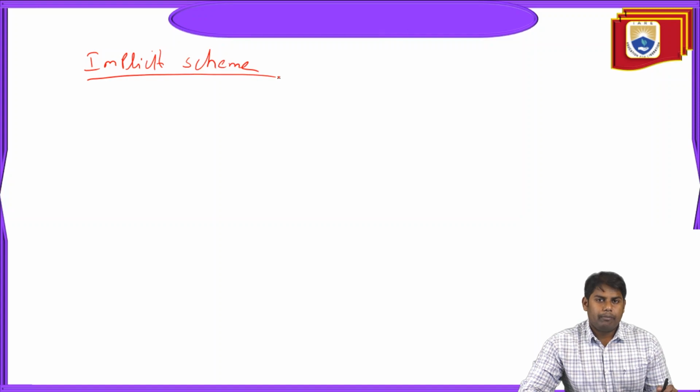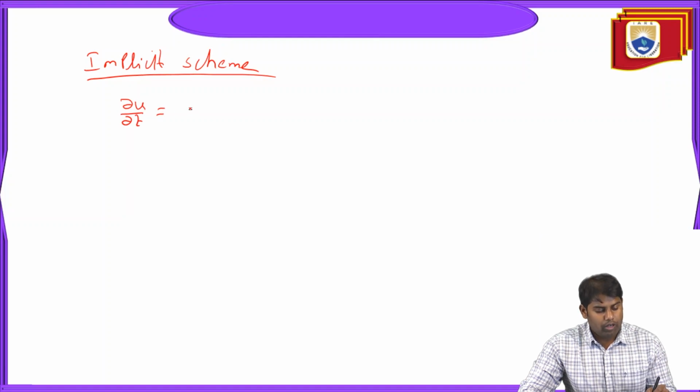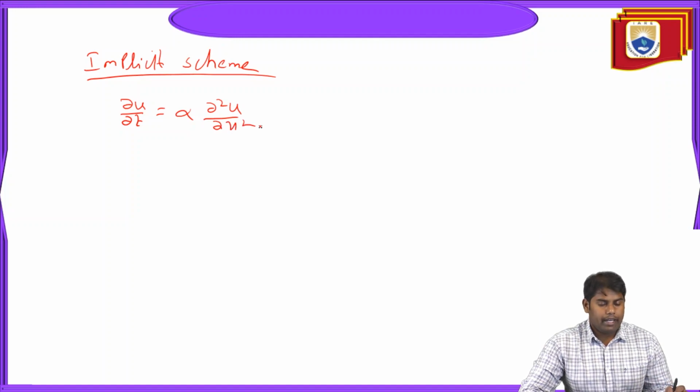Okay, so for the implicit scheme, the same equation we will use, which is ∂u/∂t equal to alpha into ∂²u/∂x². Okay, so we will again change what happens with respect to time and with respect to position. But here we will see it in different terminology, which is the implicit scheme.